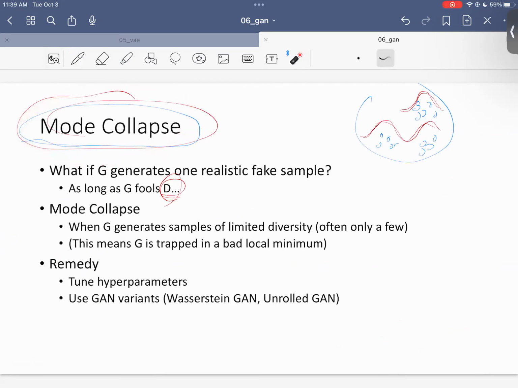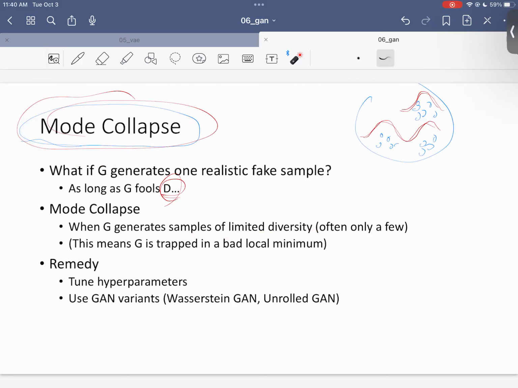So when G generates samples of limited diversity, or maybe even just one sample, like one same person with a very, very minuscule difference between different samples, like maybe one pixel difference. So this means that G is trapped in the local minima. And this can easily happen because, as I said, the training process of GAN is extremely unstable. So that is why G can easily fall into mode collapse.